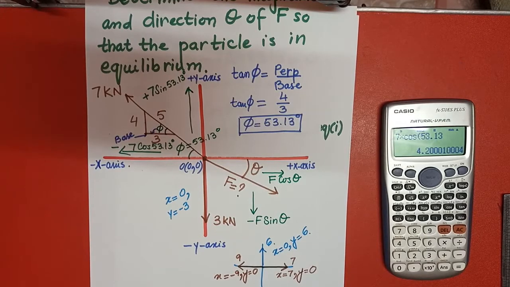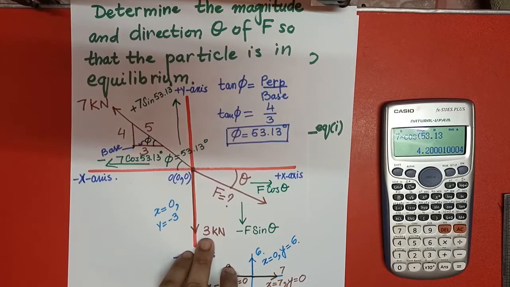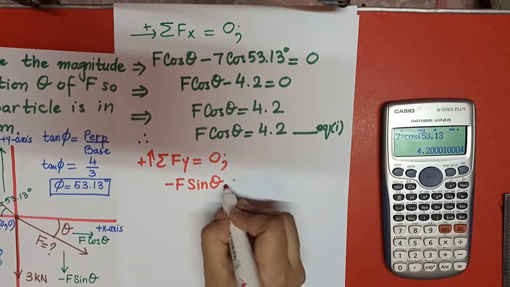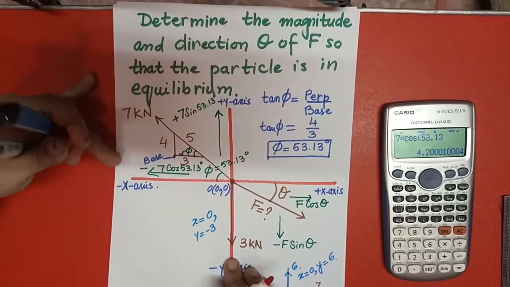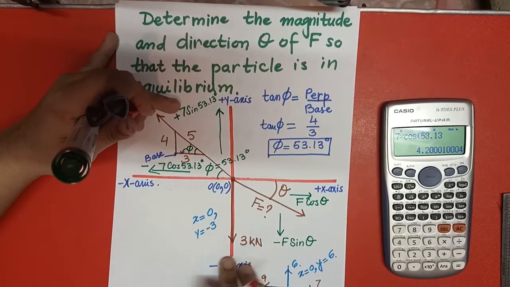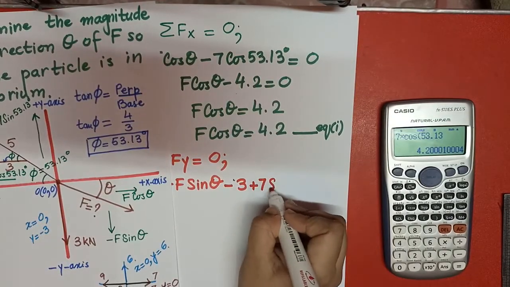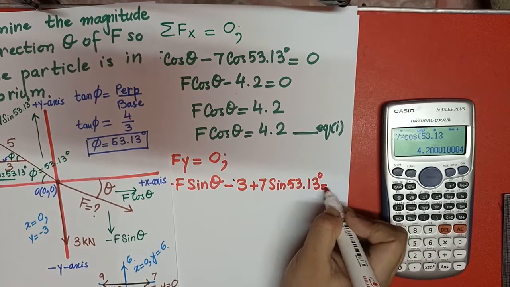So whenever the force lies on any axis, the other component should be 0. So over here this should be minus 3, and it should not be resolved into components, so I will just write minus 3 because it exactly lies on the y axis. The other y component is plus 7 sine 53.13 degrees. So I can write plus 7 sine 53.13 degrees is equal to 0.